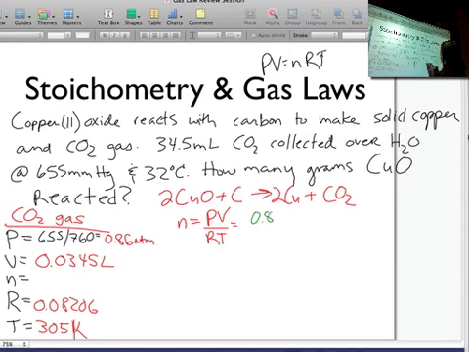So 0.86 times volume over R times temperature. Anybody get a number? I can do it. I'm going to call it 0.0012.